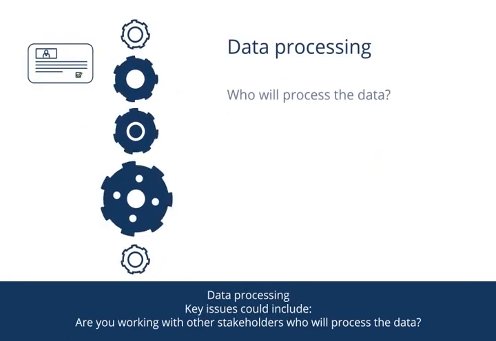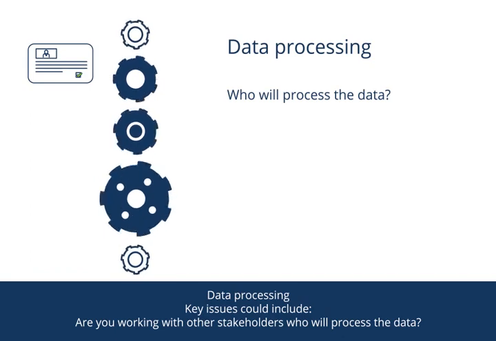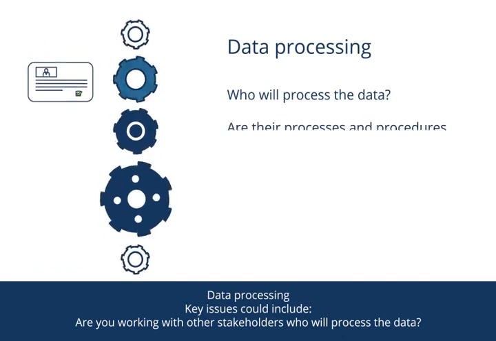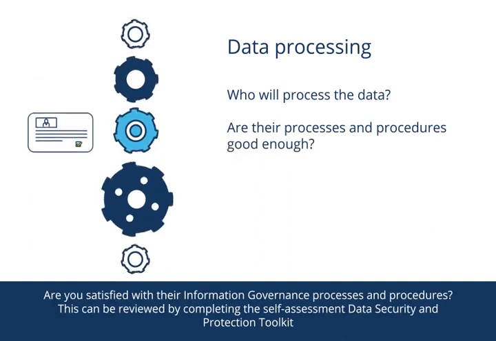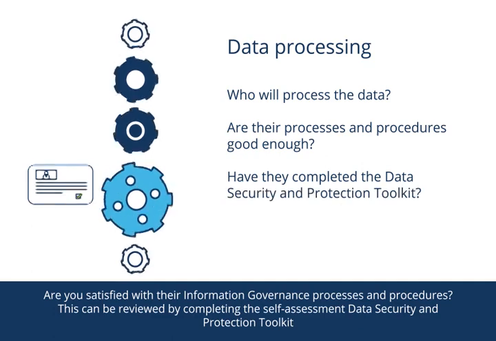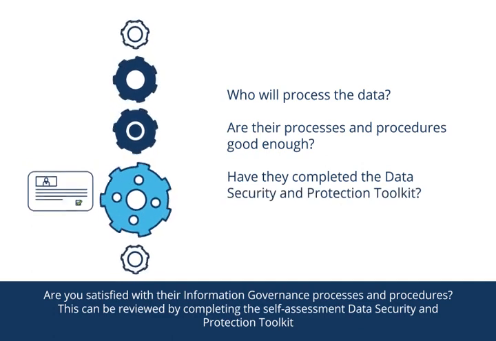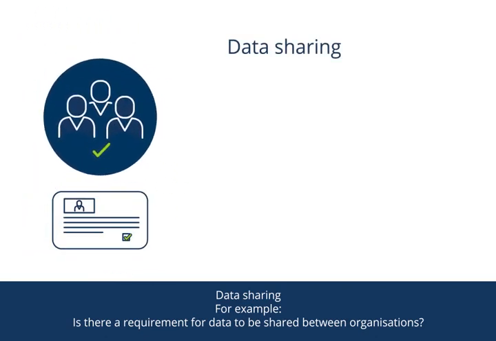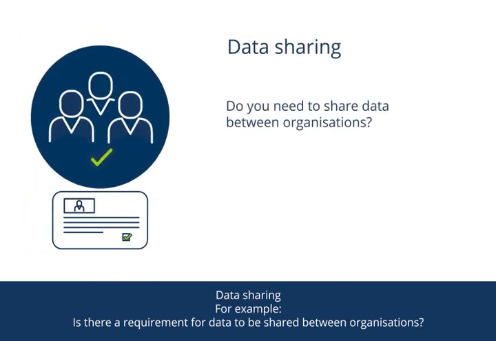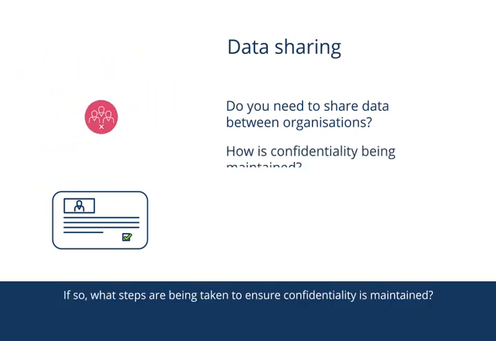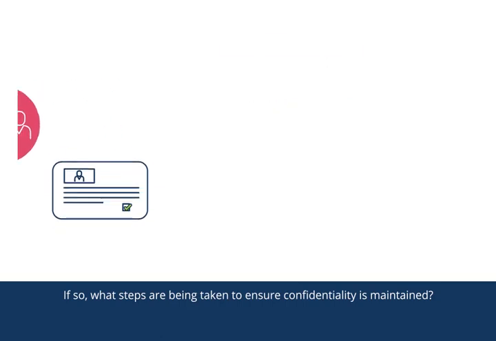Data processing. Key issues could include: are you working with other stakeholders who will process the data? Are you satisfied with their information governance processes and procedures? This can be reviewed by completing the Self-Assessment, Data Security and Protection Toolkit. Data sharing. For example, is there a requirement for data to be shared between organisations? If so, what steps are being taken to ensure confidentiality is maintained?